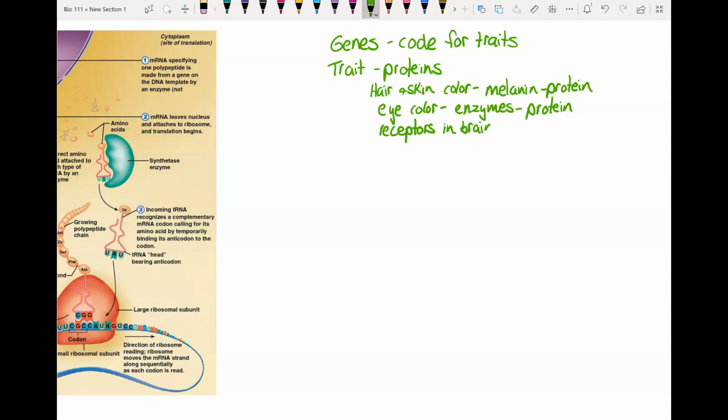When you do a risky activity, you get a rush of chemicals in your brain. And whether or not those chemicals feel good or bad depends partly on which receptors you have. And receptors are protein. So anything about you that is a trait can be boiled down to a particular protein you have. So now let's look at the relationship between genes and traits. A gene is a section of DNA that codes for a protein.